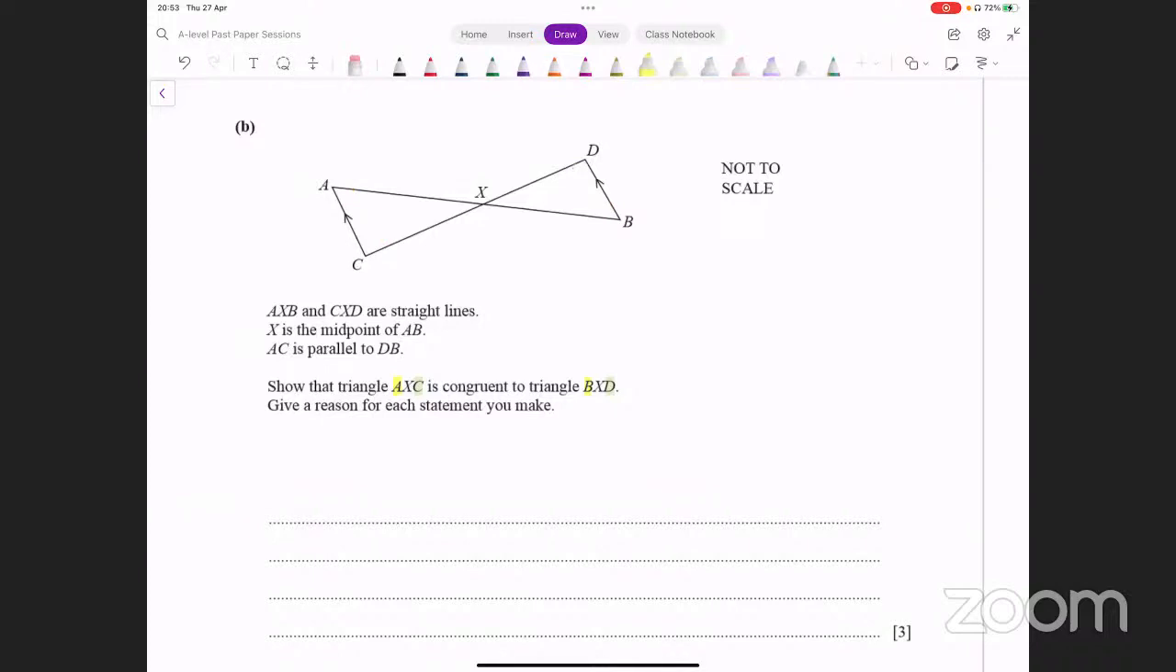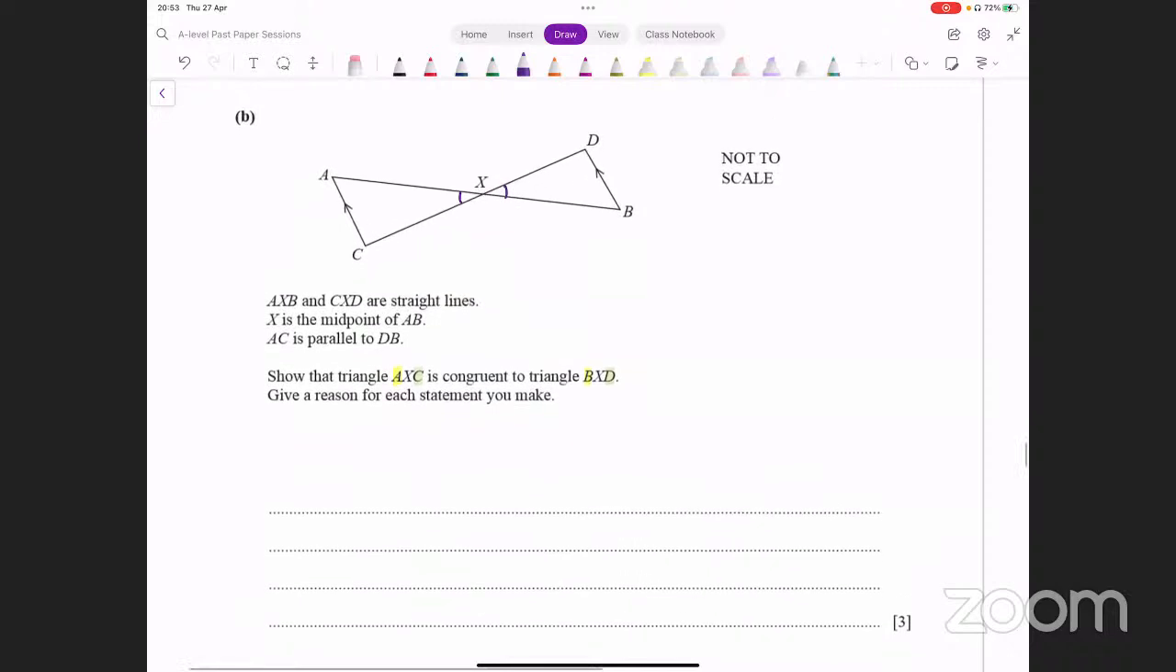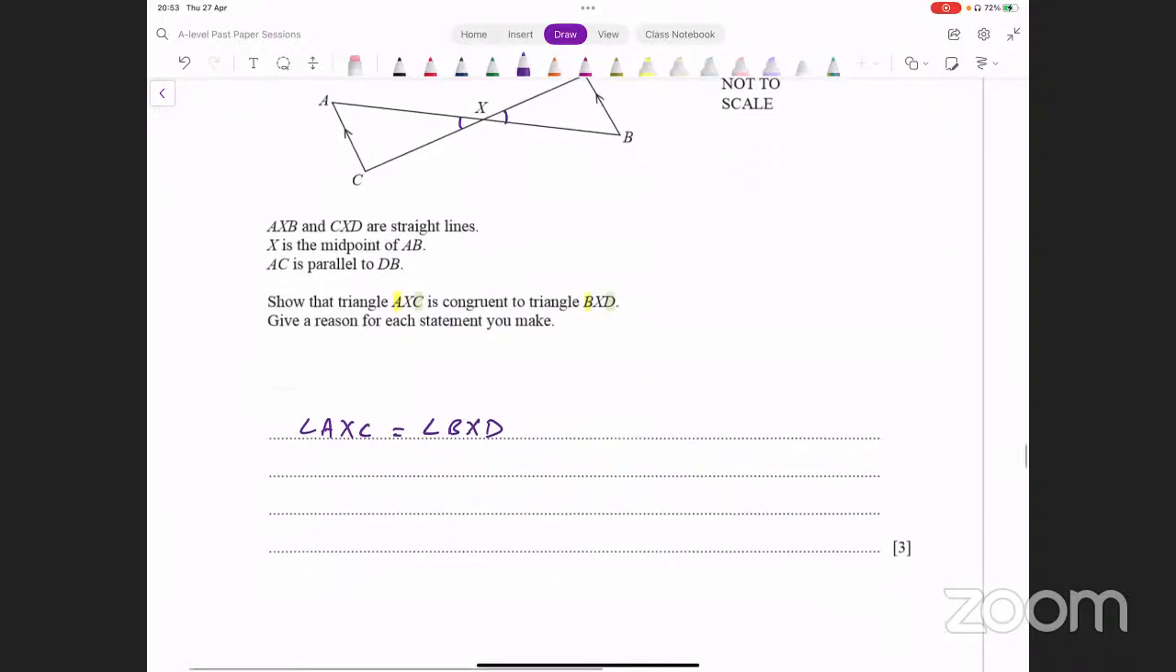अब देखें, एक ट्राइंगल आपके पास AXC, this is one triangle, the other triangle is on the other side, BXD. अब पॉइंट X पे आपके लाइंस इंटरसेक्ट कर रही हैं, ऑपोजिट एंगल्स इक्वल होते हैं, तो आप क्या कहोगे कि एंगल AXC, you can write that here, angle AXC is equal to the angle BXD. Why? You have to write down the reason for this. What's the reason for this? These are vertically opposite angles.